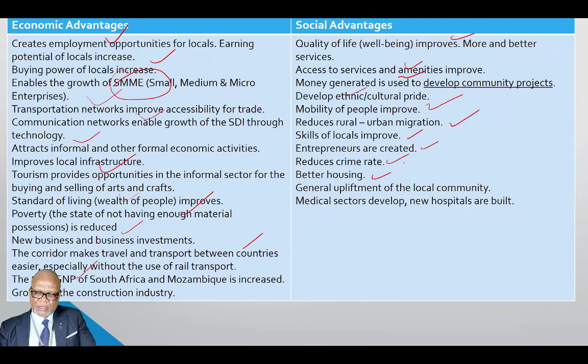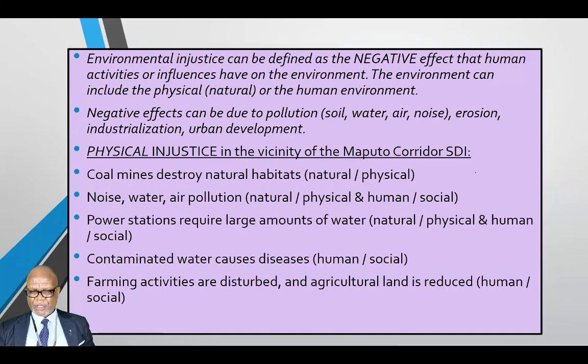There's better housing. There's upliftment of the community and medical sectors. Also, these industries will provide bursaries to learners around there. They also have community responsibilities. So there are a number of reasons that you can give. Economic geography is so practical, you just need to think.